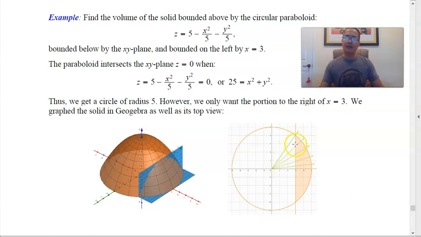So how do we find that angle? Use a little trick. The radius of the circle is 5, just like ours. But since we have x equals 3 over here, solve the system of equations when x is 3 and x squared plus y squared is 25, because we also want to be on the circle. Then you'll get 9 there.